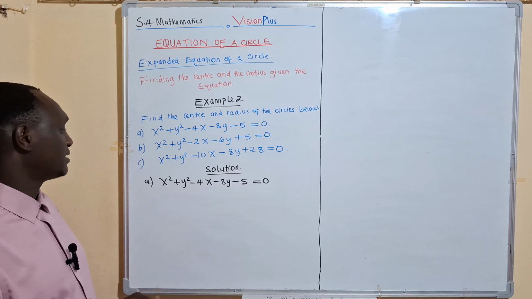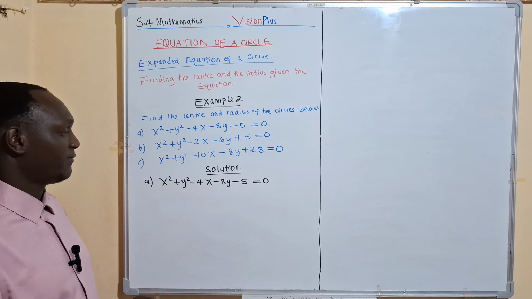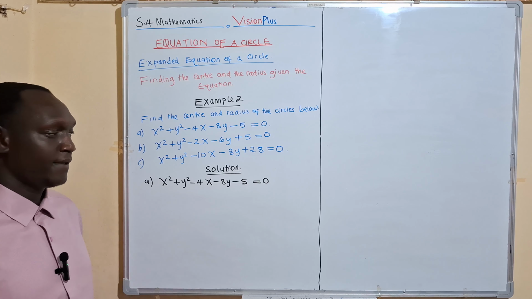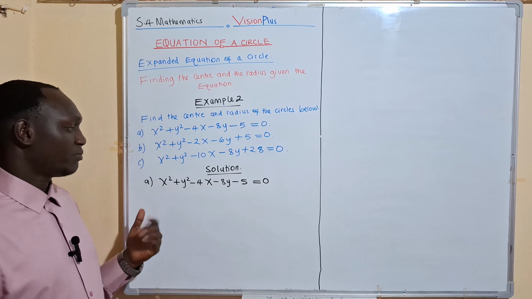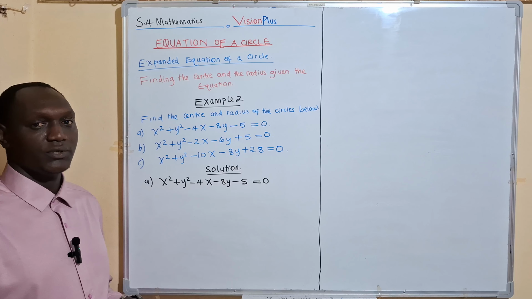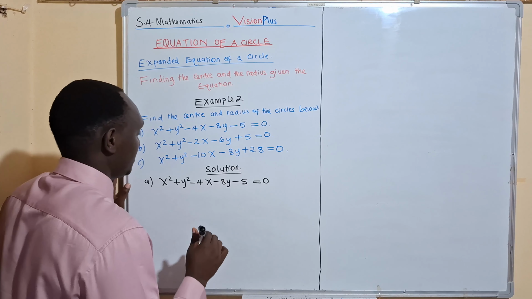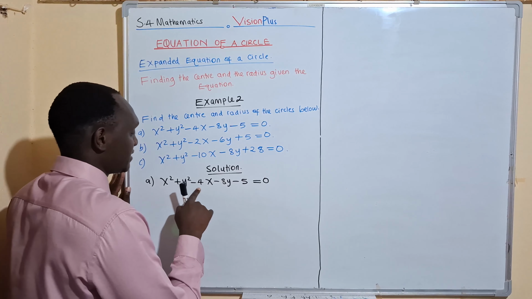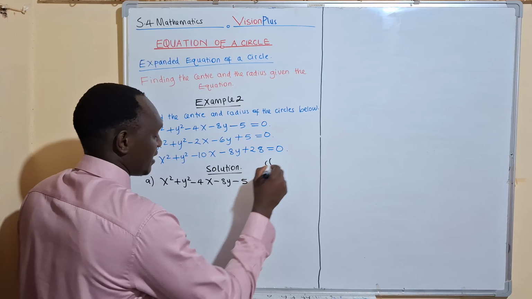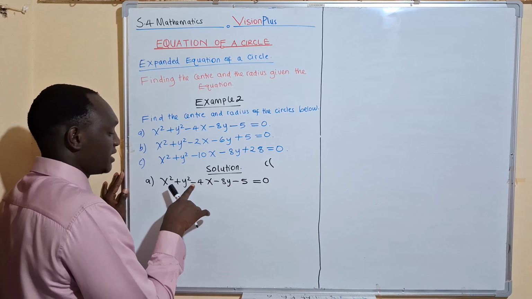Part A says that we are given x squared plus y squared minus 4x minus 8y minus 5 equals 0. So we are going to compare this given equation to the expanded equation of a circle. But let me tell you a simple trick of simply getting the center. The center is given by, you come to the coefficient of x, you change the given sign.